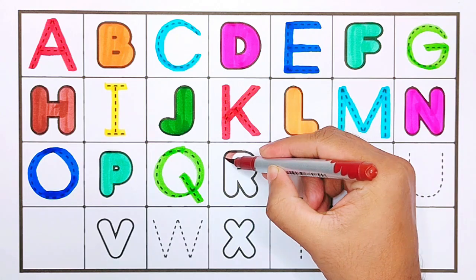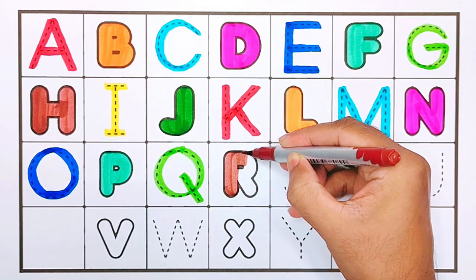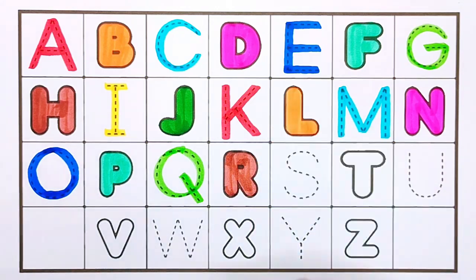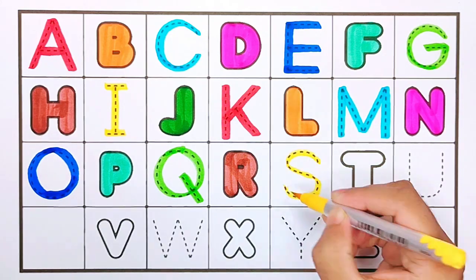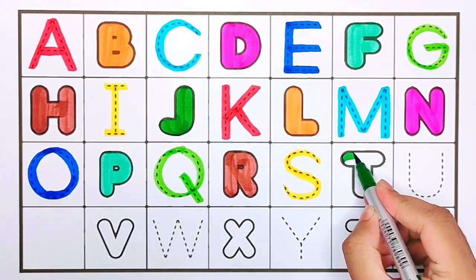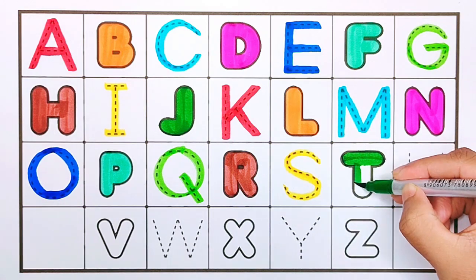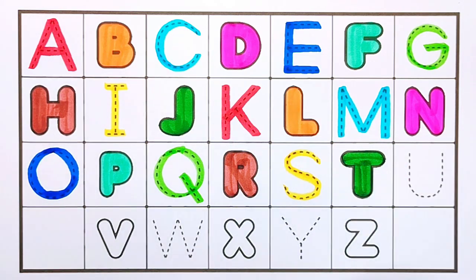Brown color R. R for rabbit. Yellow color S. S for shark. Dark green color T. T for telephone. Red color U. U for umpire.